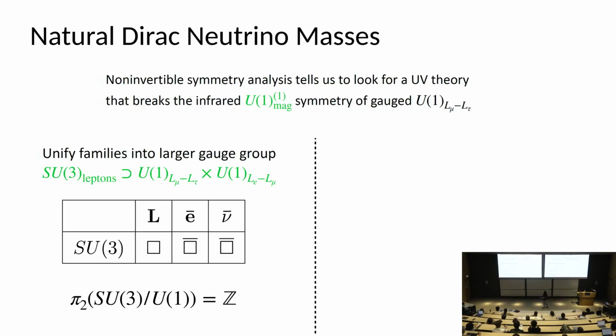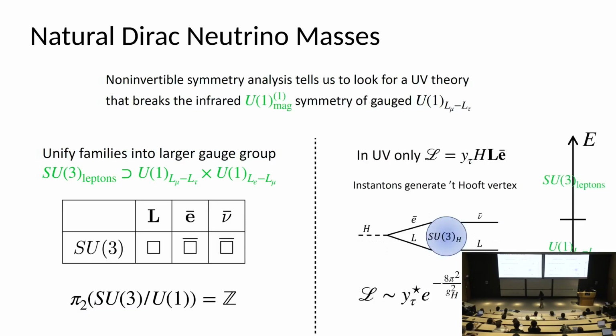So then, what is the benefit? What happens in this UV theory? In the UV theory, we can write down, at some UV scale, only the charged lepton Yukawa. I put the tau Yukawa because that's the largest, but it's flavor symmetric because we have a gauge flavor.